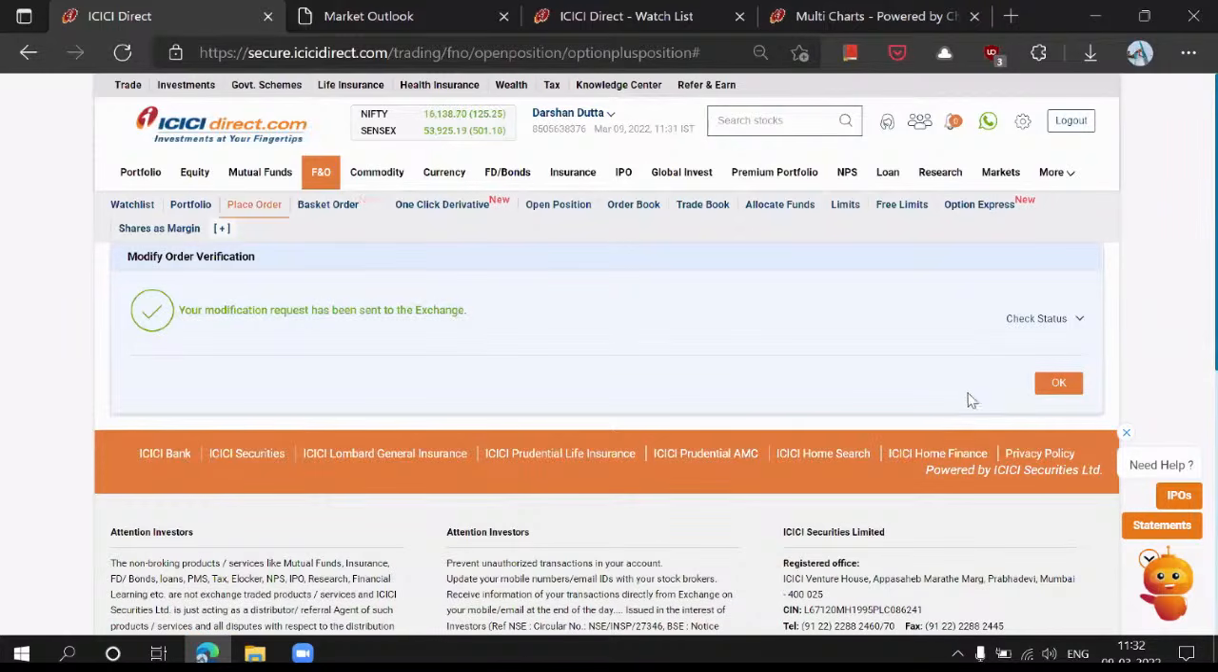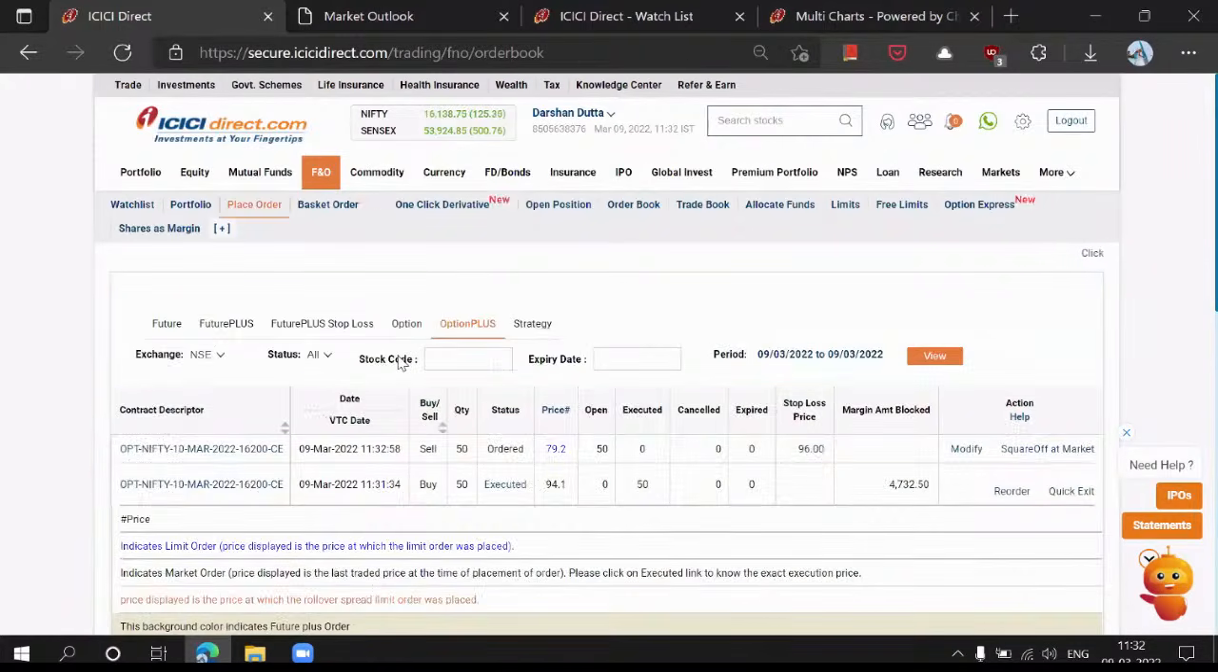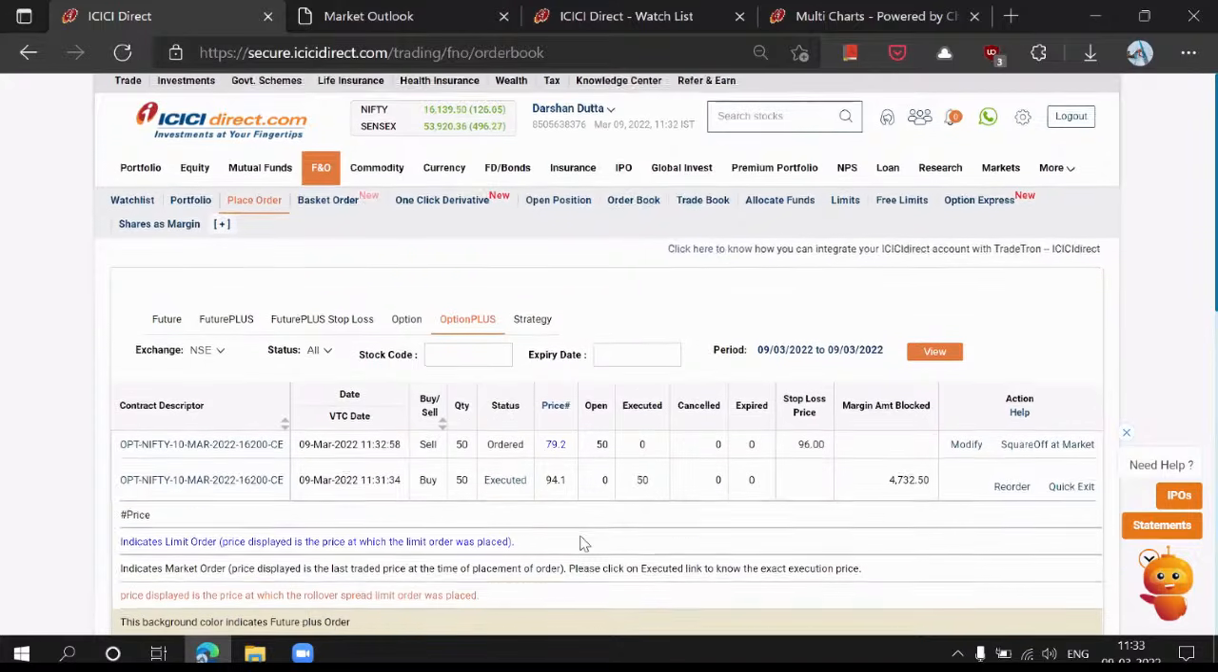So now what has happened is that your stop loss in this trade is 96 rupees, and you bought it at 94 rupees, and the stop loss is 96. So you're already 2 rupees in the money, and this will get locked, because at 96 rupees this will get triggered in the market.